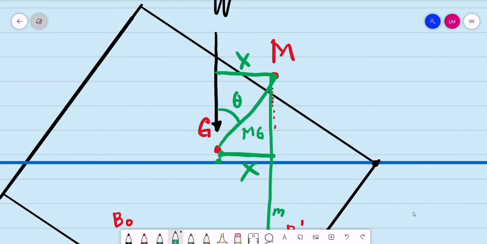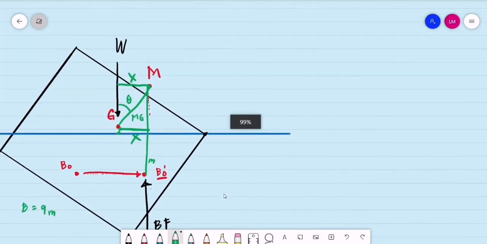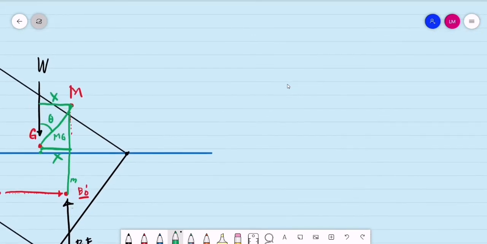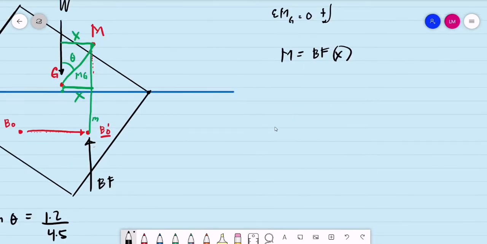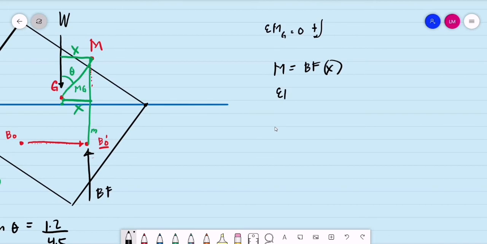So, kung magmo-moment ako dito sa point G, let's say the summation of moment about point G is equal to 0, clockwise moments to be positive. Okay, that is the same as, parang nag-create siya ng couple. So, yung magnitude ng moment na yun is the same as the buoyant force multiplied by yung value ng x. Pero kung i-check natin yung equilibrium, if we are to do summation of forces vertical equal to 0, upward forces to be positive, dalawa lang yung vertical forces natin. Yung weight at saka yung buoyant force lang.